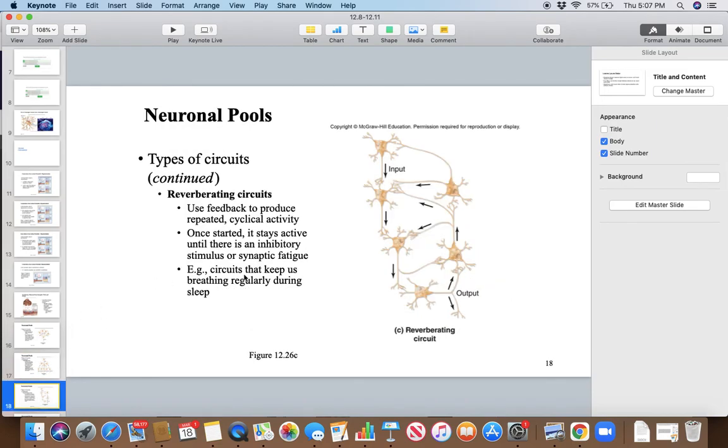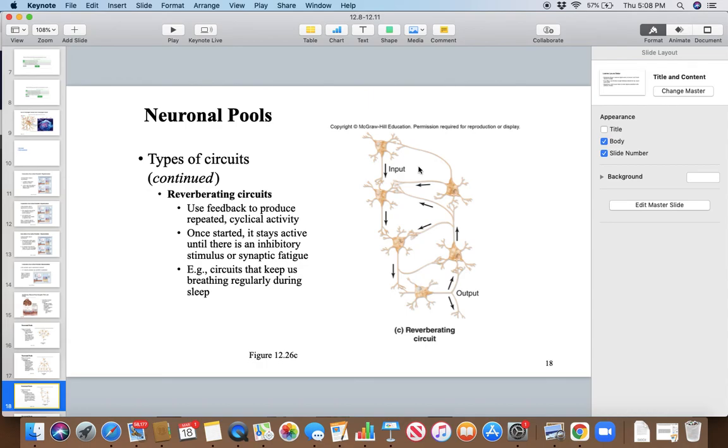Another type of circuit is a reverberating circuit. In this one you have this neuron sending an input to this neuron, which sends an input to this neuron, and then this neuron sends input to this neuron, but it also sends input to this neuron, and then this neuron is going to send output out here, but also back to this neuron, which feeds back to this neuron. This neuron also feeds to this neuron, which feeds back to these 2 at the start. And so it produces this cycle.